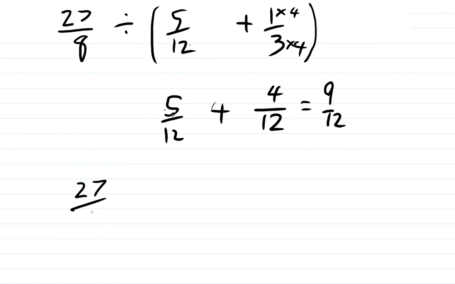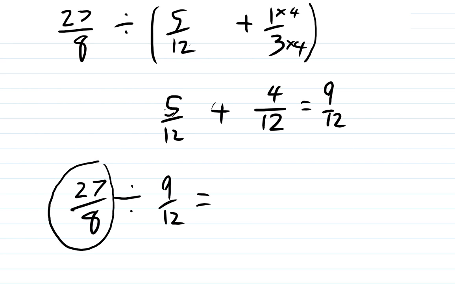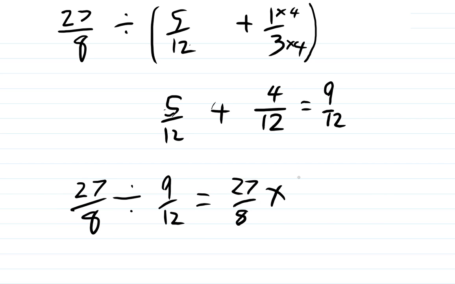So what we have here, the 5/12 plus the 1/3, is 9/12. Let us see what happens here. We have 27/8 divided by 9/12. That equals what now? Remember what you do? The fraction that is the numerator, you're dividing it by the fraction that's the denominator, is the same as the fraction that's the numerator multiplied by the reciprocal of the denominator, which is 12/9. You see that?